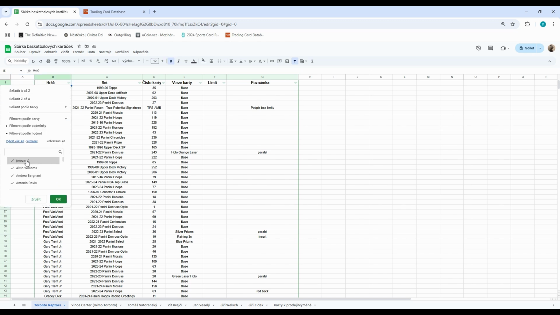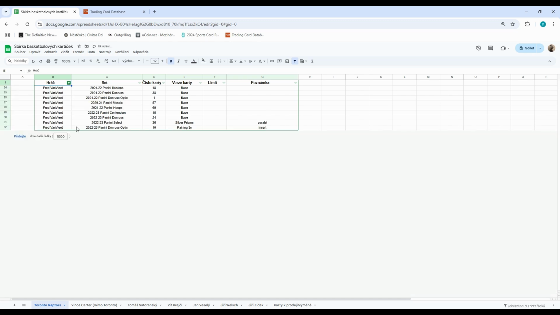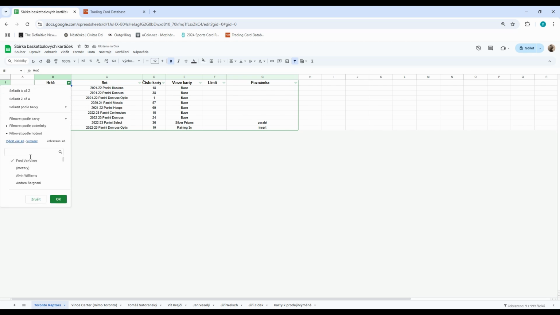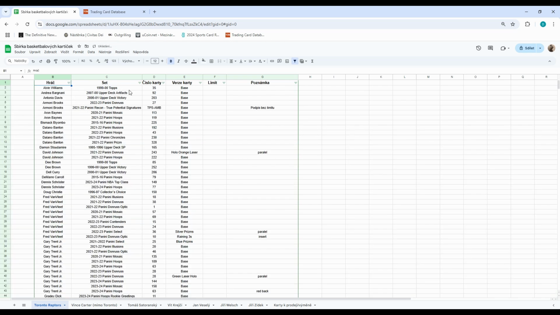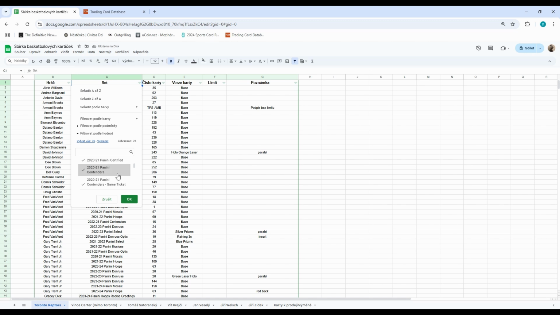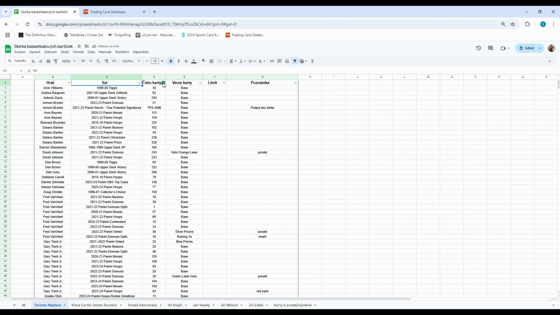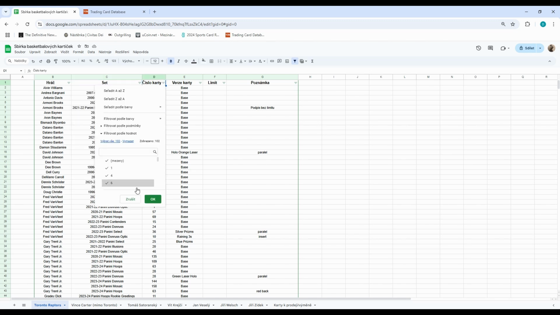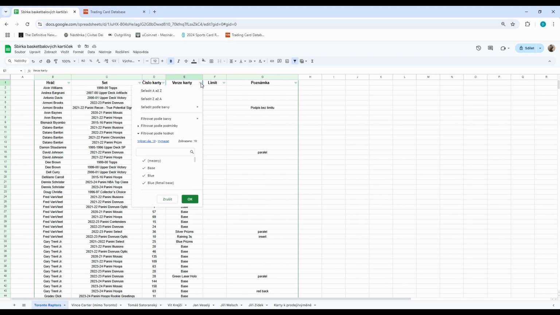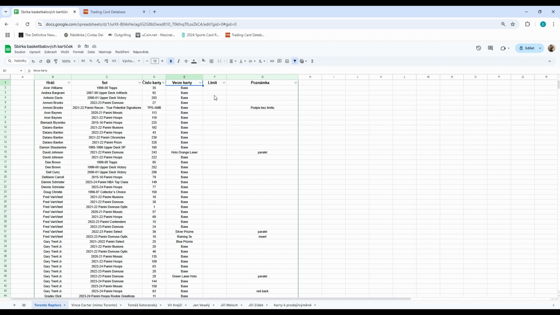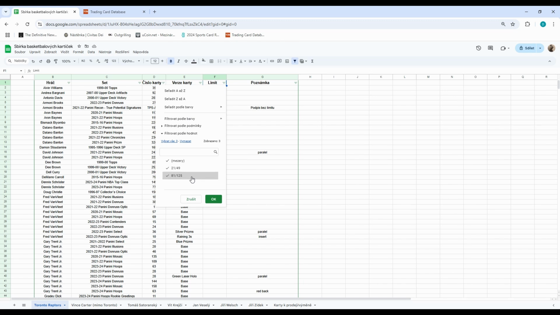For example, if I would like to show just Fred VanVleet, right now I see just these cards. It's the same with the sets. I pick the right set that I want, the number of the card if I need a specific one, or whether it's a base card or some kind of parallel or limited card. Here, as you can see, I have just two limited cards.